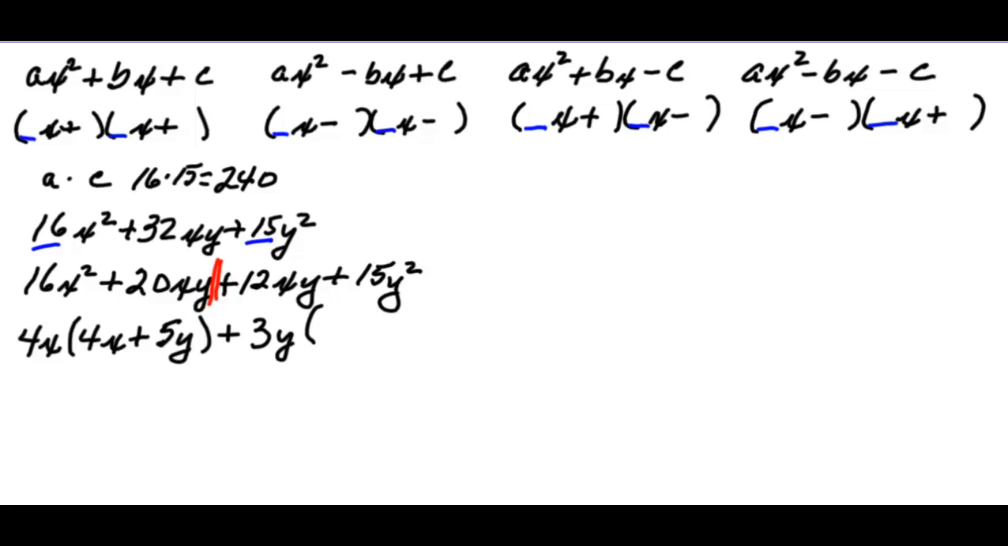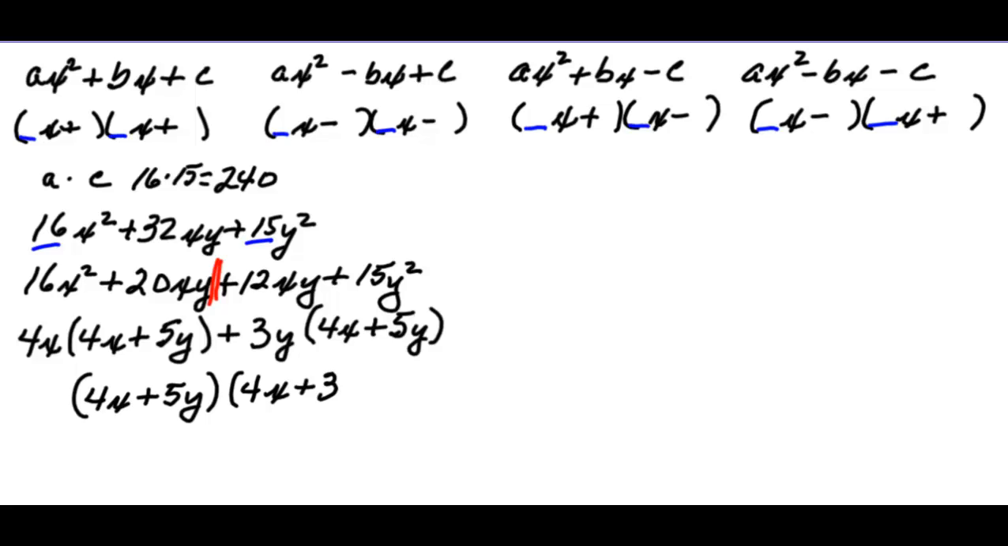What does that give me? That gives me 4x plus 5y. And now we see we have that common term, 4x plus 5y. So when I regroup, I get 4x plus 5y, and what I have left is 4x plus 3y.